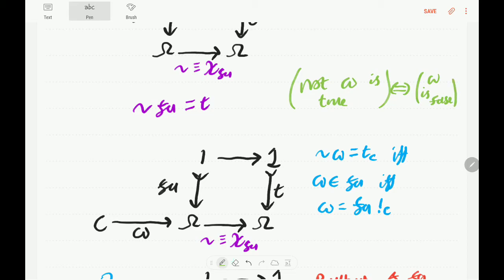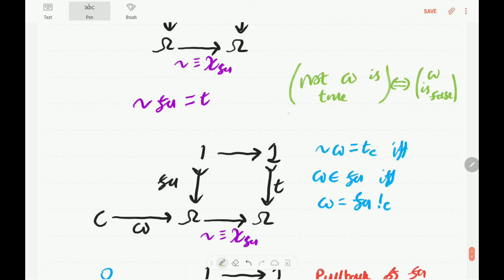However, it's not the case. We don't have the other result. We don't have that not W is false is equivalent to W is true. So to say that not something is true is to say that that thing is false. But to say that not that thing is false is not to say that it's true.